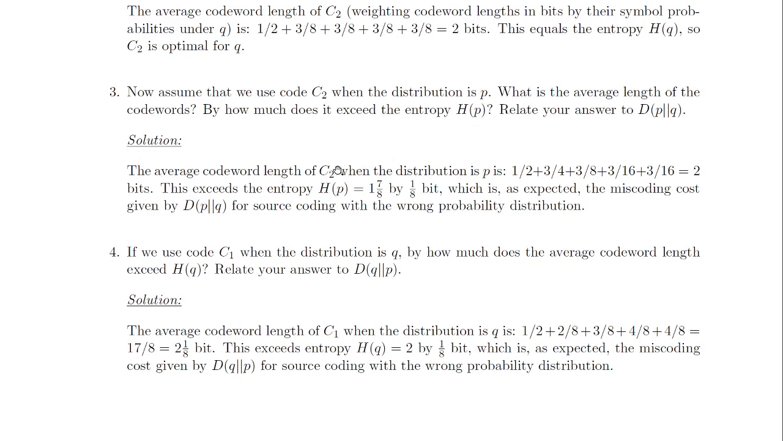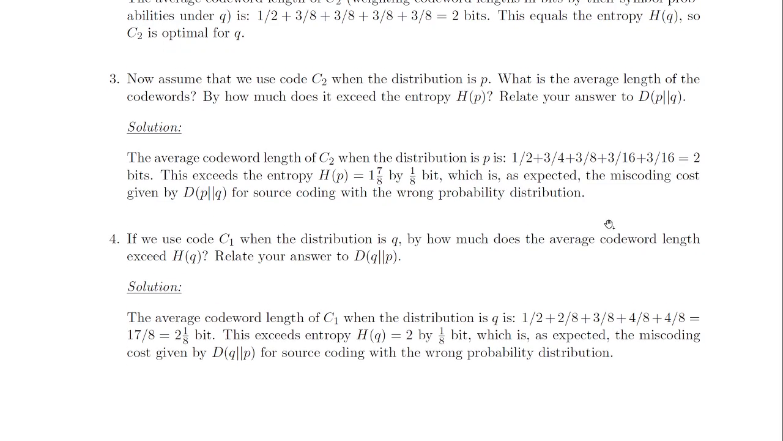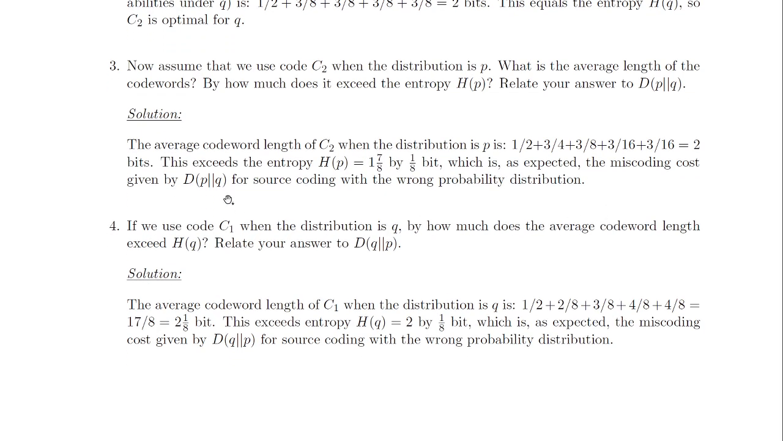So the average code word length of C2 when the true distribution is P, given the code word lengths that are used for each of those letters in C2, adds up to 2 bits, which exceeds the entropy of the probability distribution, which was 1 7/8 bits, by 1/8 of a bit. And that is as expected, because that's the miscoding cost that the KL distance gave us for source coding with the wrong probability distribution. And the same calculation can be done if you use coding scheme C1 with those code word lengths when the actual true distribution is Q of X.